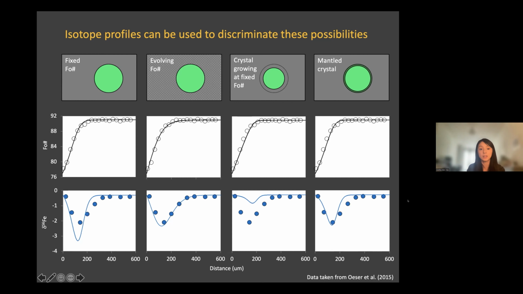And what we see very clearly is that the first model doesn't fit the isotope profile. So we know that this is not how we should model the olivine. And the second one fits very well. So it is the best fit. So this is likely the correct way to model the olivine. And the third one doesn't fit at all. And the fourth one fits okay, but not as well as the second one.